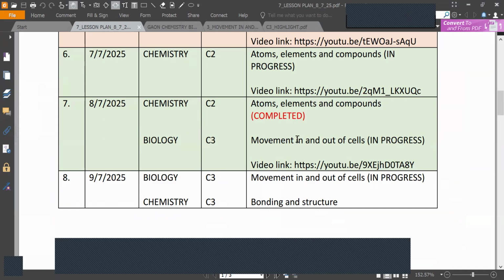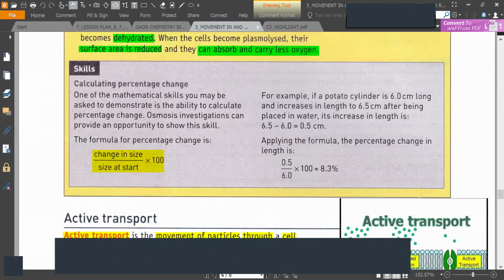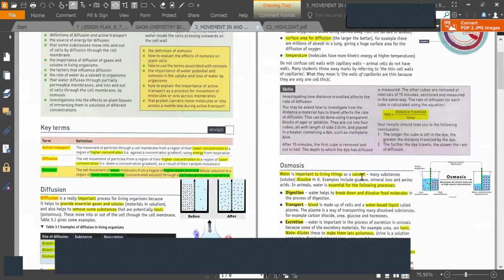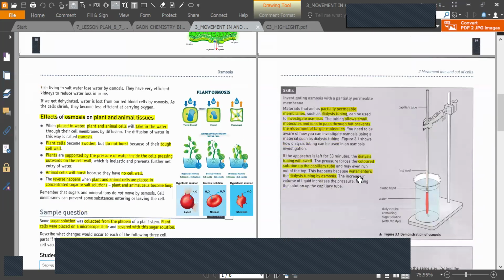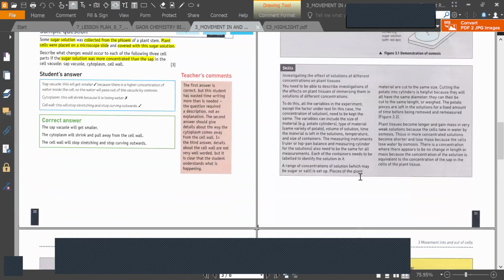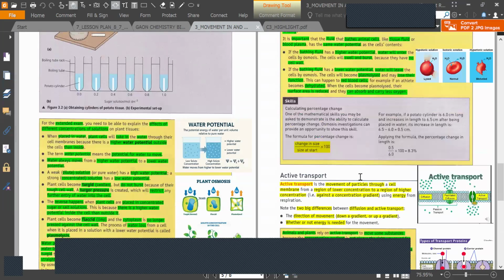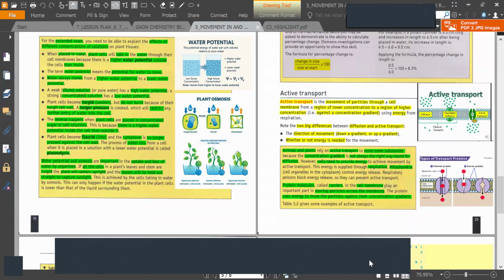So yesterday we already finished chemistry, Unit 2. So we got started with biology, Unit 3. We started with diffusion and then osmosis. And then today we're going to continue with active transport.